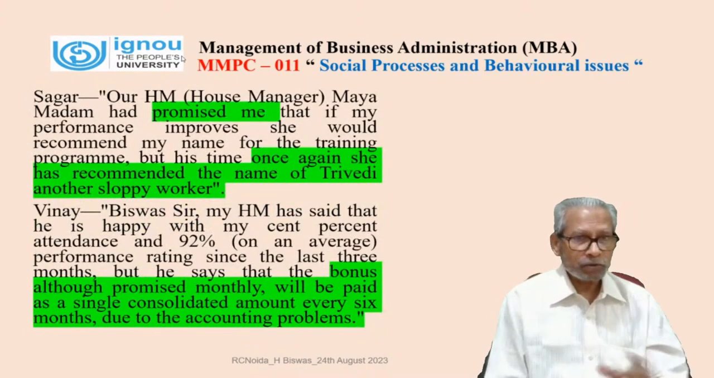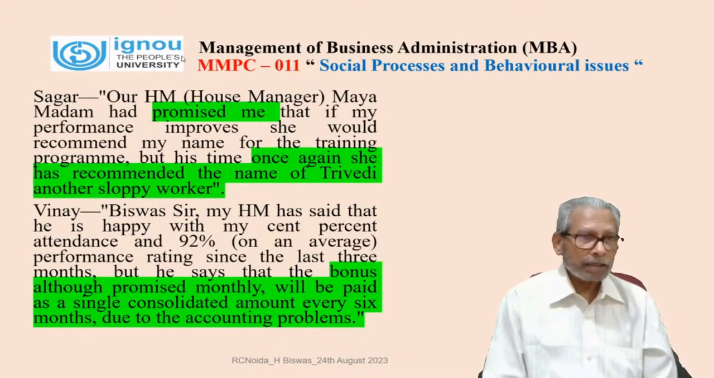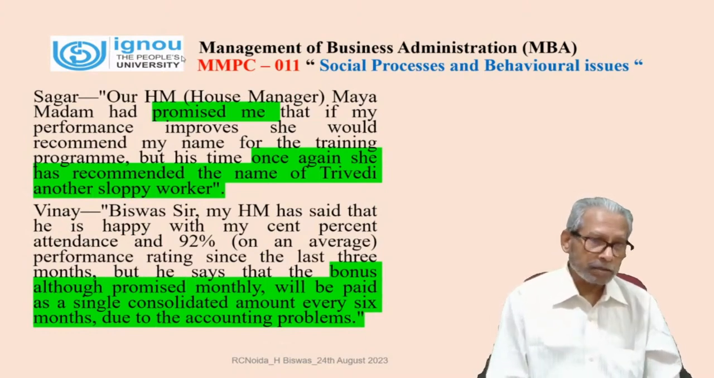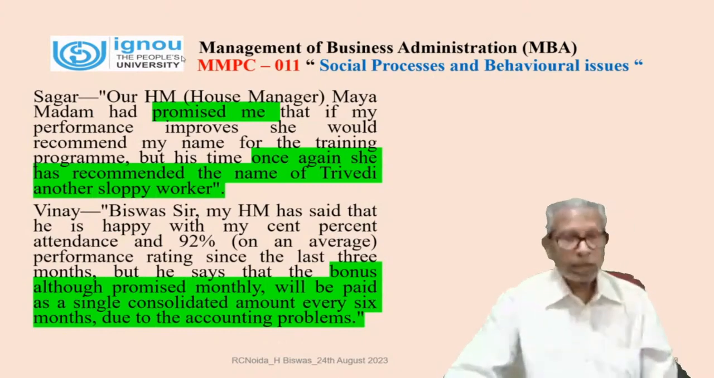So Vinay is saying, sir, my HM, the hotel manager, has said that he is happy with my attendance and my 92% average performance rating over the last 3 months. But he says that the bonus, although promised monthly, will be paid as a single lump sum every 6 months. So instead of giving it every month, it is every 6 months. That is an injustice. It should not be so. Due to accounting problems, he has declared this.